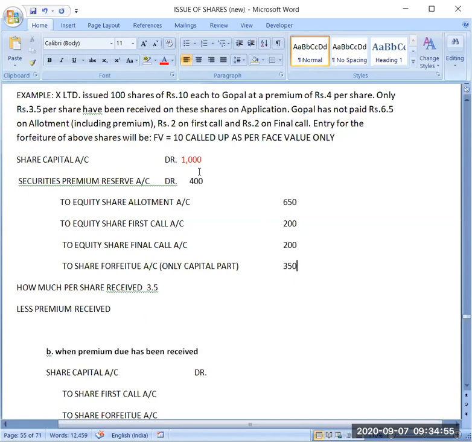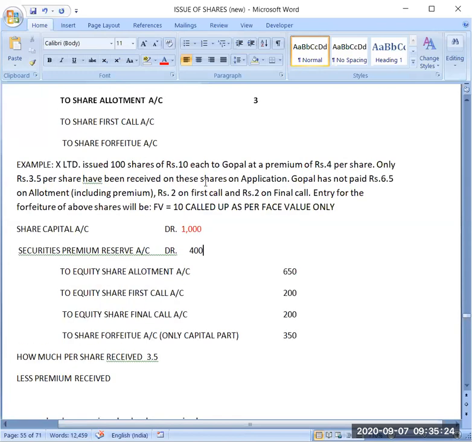You can check. I have done each and every amount individually with logic. So that way you have to attempt these questions, otherwise they will confuse you. One confusion will be here, one confusion will be here, and sometimes it will be here also. And sometimes this confusion also comes whether to debit this account or not. So clearly remember, write these rules somewhere. If I have not received premium, I have to debit it. First rule.